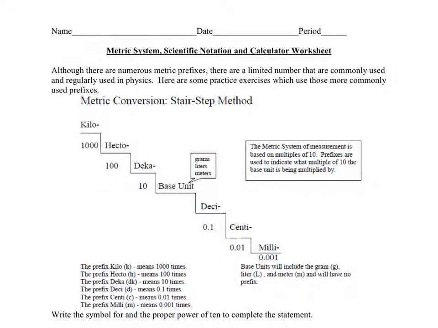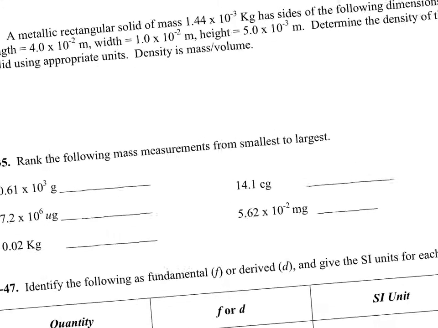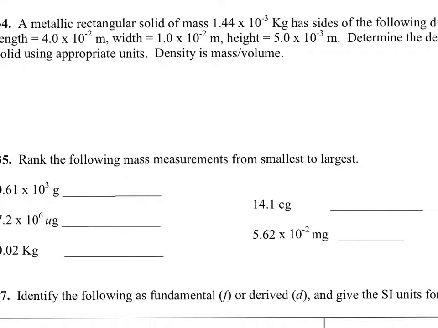In this video, we're going to look at page 3 of the Metric System Scientific Notation and Calculations Worksheet. So let's move on to page 3. The first problem is a metallic rectangular solid of mass 1.44 times 10 to the negative 3 kilograms has sides of the following dimensions. Then it gives you the dimensions and says determine the density using appropriate units.